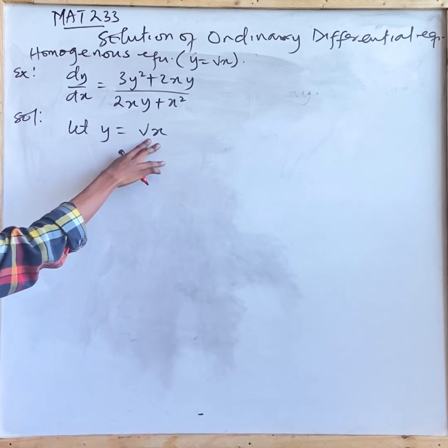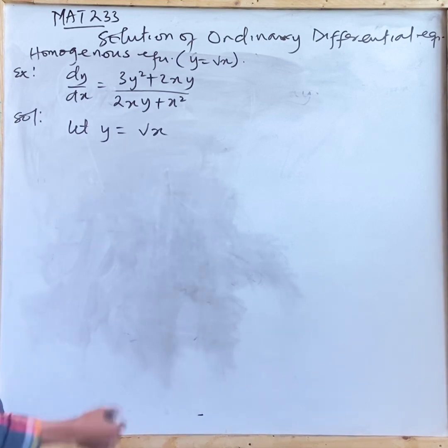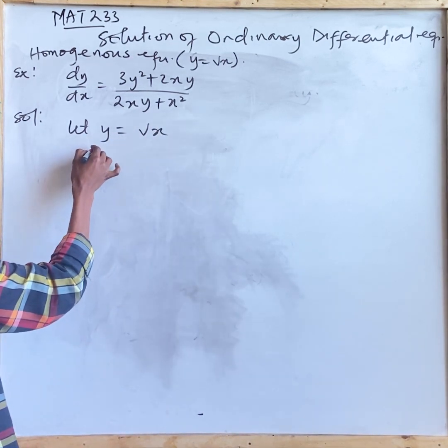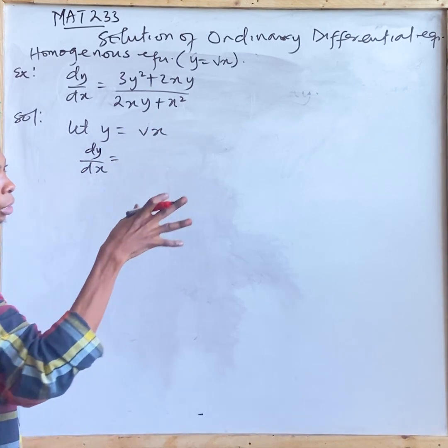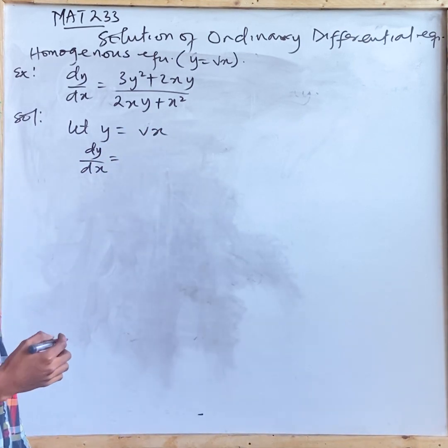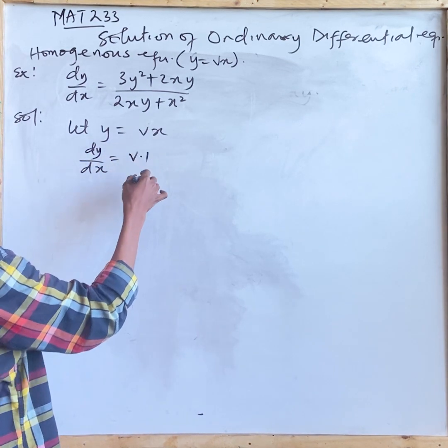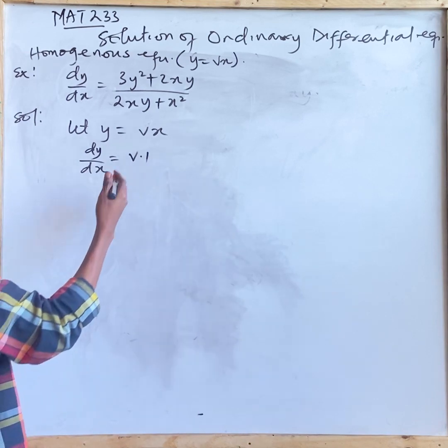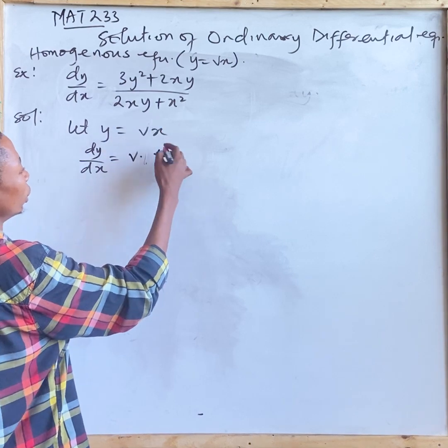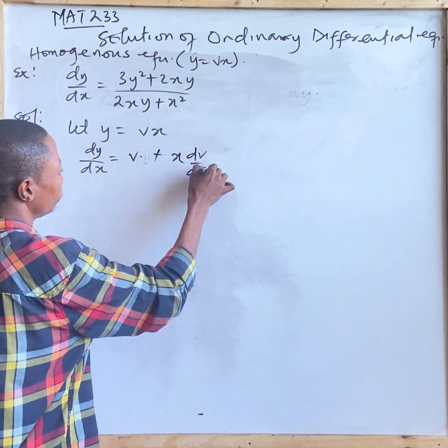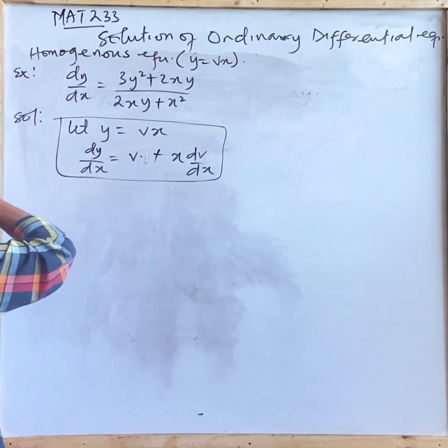So if y equals vx, the derivative of y with respect to x will also change. If I differentiate, v and x are two different functions, so I'll use the product rule. I'll write the first one and differentiate the other one, that's like v du plus u dv. We all know that. Plus I'll write x, and differentiate v, that's dv/dx. So this substitution is what I'm going to use in solving this question.